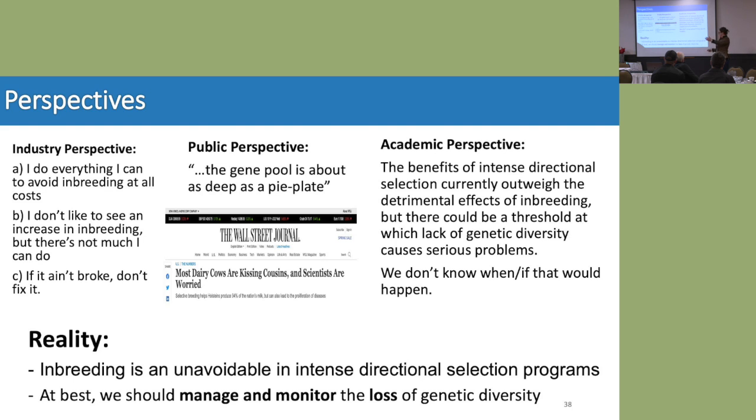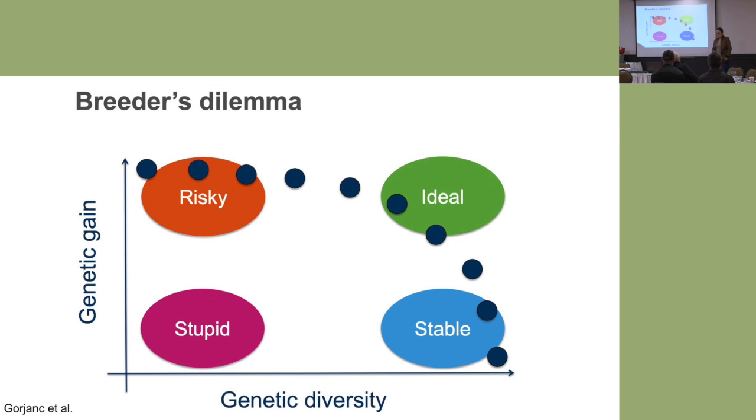And reality number 2 is the diplomatic answer that came from Larry earlier: at best we should manage and monitor the loss of genetic diversity, because it's a loss and it's happening, and we have to own it because we're responsible for it. Right? So, there's a breeder's dilemma here. I don't know if you guys have ever heard of the breeder's dilemma. It makes me not sleep at night. It's really terrible because you've got genetic gain on the one side, and genetic diversity on the other side, and you've got these 4 quadrants, right?